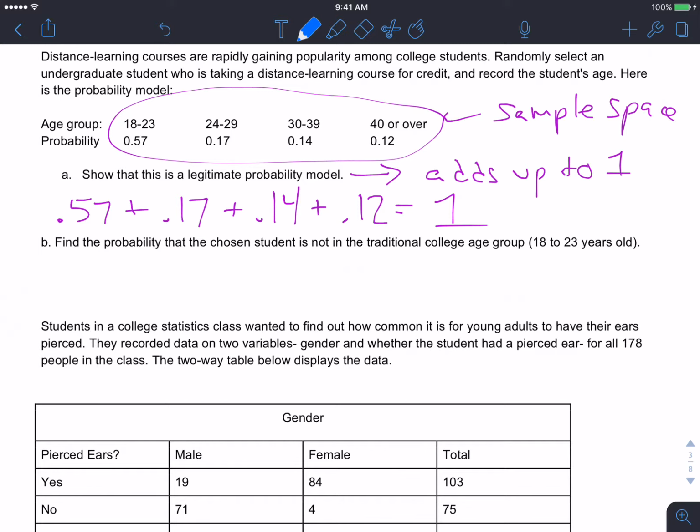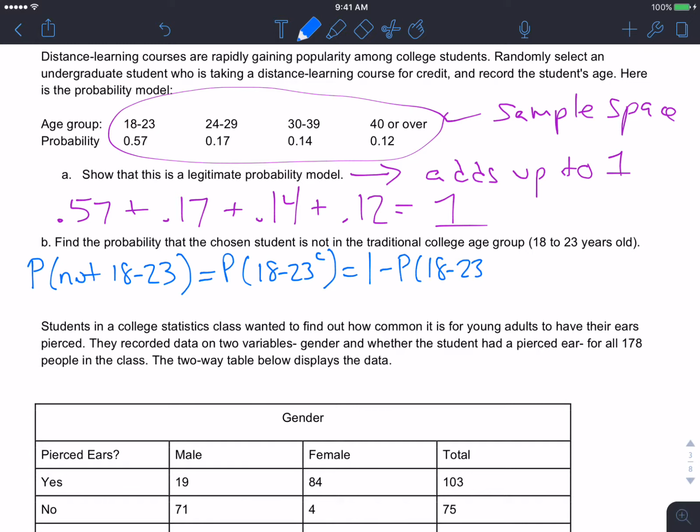The second question says the probability that a chosen student is not in the traditional age 18 to 23. So what they're asking for is the probability not 18 to 23. That is the same thing as the probability of the complement, which is 1 minus the probability of 18 to 23. So you could do this one of two ways. You could say, okay, well 1 minus 0.57 gives me 0.43.